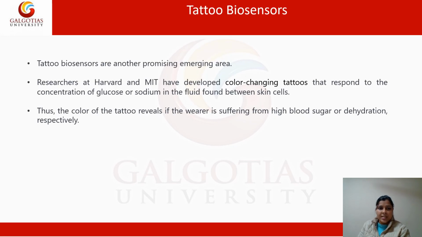These are T2 biosensors. These sensors are another promising area. Researchers at Harvard University and MIT have developed color-changing tattoos. This means these tattoos will change color if the patient has some abnormality in conditions, like the concentration of glucose or sodium in the blood fluid. If it is found in the body of the patient, then these tattoos will change color. Thus, the color of the tattoo reveals if the wearer is suffering from high blood sugar or dehydration.